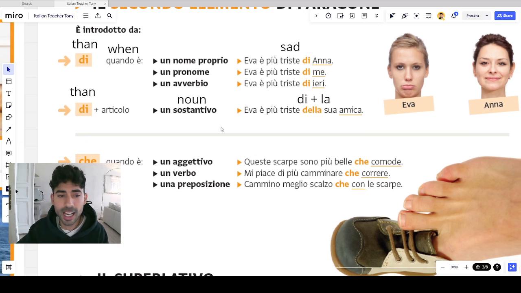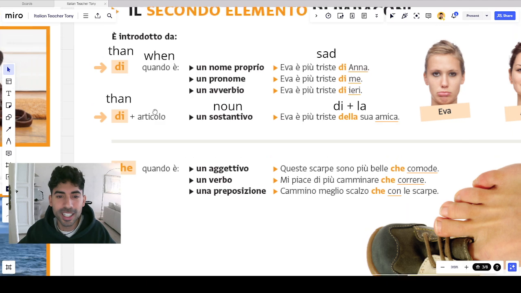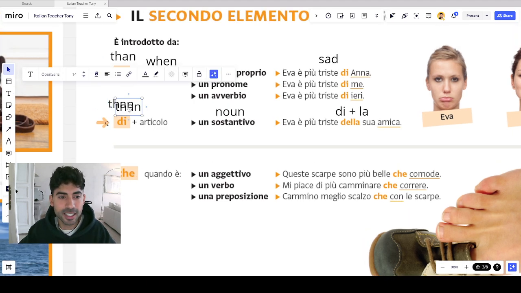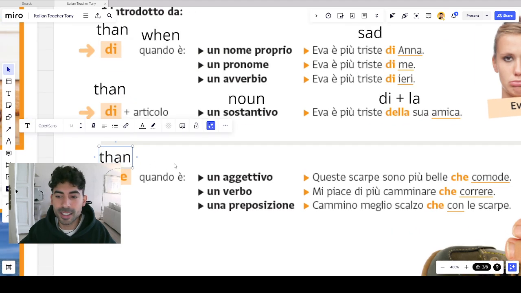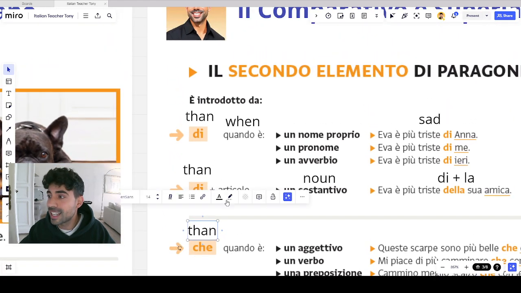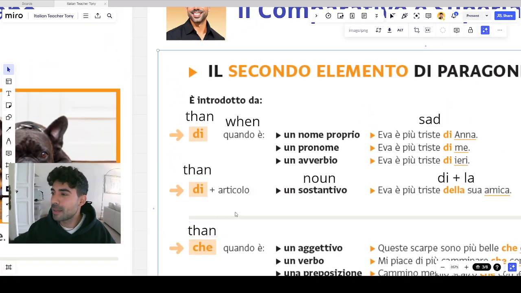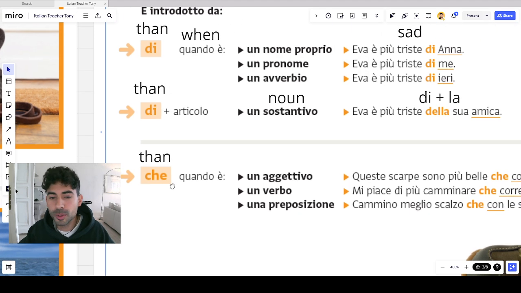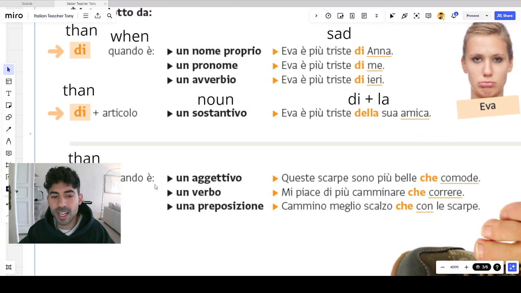However, there is one more exception in which instead of saying di, we say che, but the English translation is the same. It's still gonna be then. So in English, we will always be saying then, but in Italian, sometimes it's di, del, della, or sometimes even che. Now, when do we use che? We use che when the comparison is done with an adjective, a verb, or a preposition.